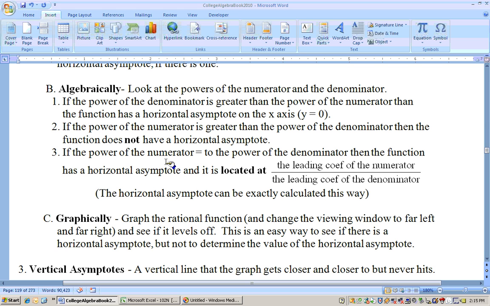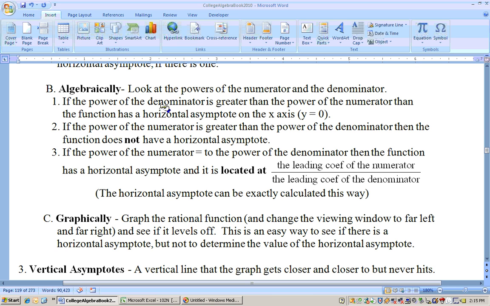And if the power of the numerator equals the power of the denominator, then the horizontal asymptote is located at the leading coefficient of the numerator over the leading coefficient of the denominator. And that's what we have going on with this problem, is the power of the numerator is 1 and the power of the denominator is 1 on the problem we're dealing with, the number of attempts. So we just divide the 2 leading coefficients. But this is a handy-dandy sheet to have handy.